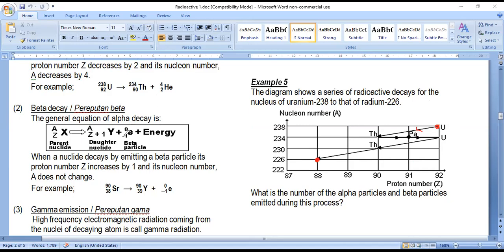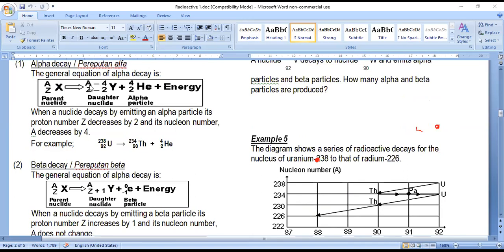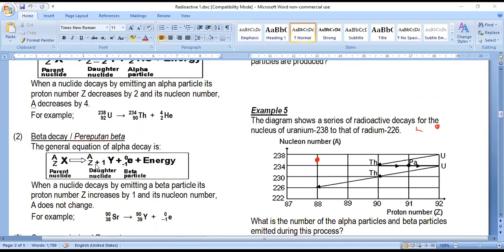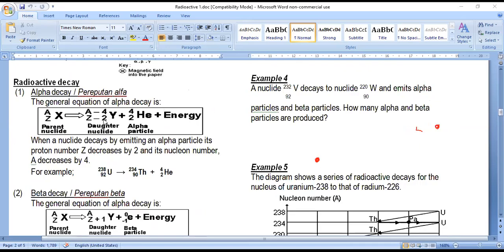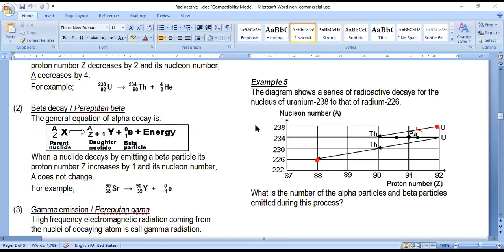Just remember, right, in alpha decay, your nucleon number will decrease by 4. Okay, whereas in beta decay, proton number increases by 1. The down one, need to keep also in mind. Okay, so you look here, right? Now from here, uranium becomes this one. So you can see, right, from 238 becomes 234. That means your nucleon number decreased by 4. So understood, here must be alpha lah.